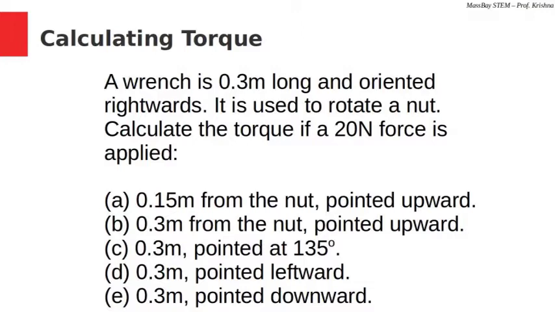A wrench is 0.3 meters long and oriented rightwards. It is used to rotate a nut. Calculate the torque if a 20 Newton force is applied A, 0.15 meters from the nut pointed upward, B, 0.3 meters from the nut pointed upward, C, 0.3 meters from the nut pointed at 135 degrees, D, 0.3 meters from the nut pointed leftward, and E, 0.3 meters from the nut pointed downward.